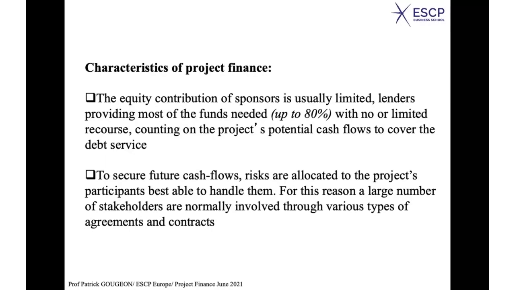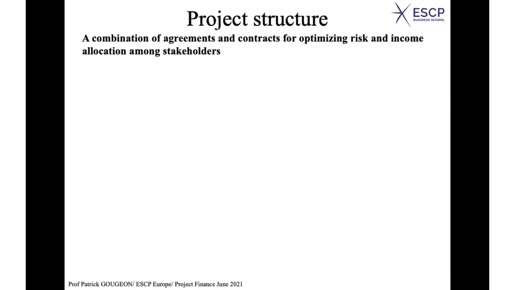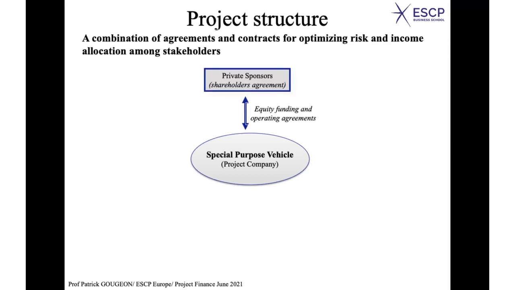Well, to be a bit more clear about it, let's look at this slide now, which is a description of how a project works. So we start by launching a special purpose vehicle, as I said, the SPV, which is a project company, where all the assets will be located. It's the company which will be in charge of developing the project. Who are the sponsors? Private sponsors, with a shareholders agreement. Who are they?